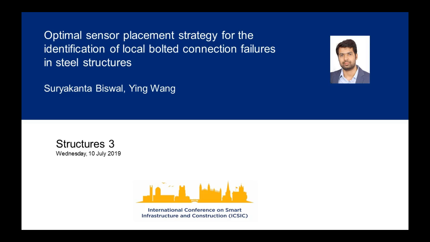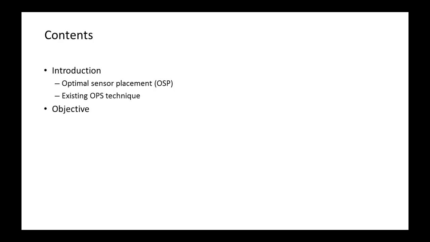So today my topic is optimal sensor placement strategy for the identification of local bolted connection failure in steel structures. My content is, first I will introduce why we need the optimal sensor placement strategy, and I will discuss a few of the existing strategies also. Then I will define my objective for this study, followed by development of the new algorithm, then one case study, then results, then conclusion.